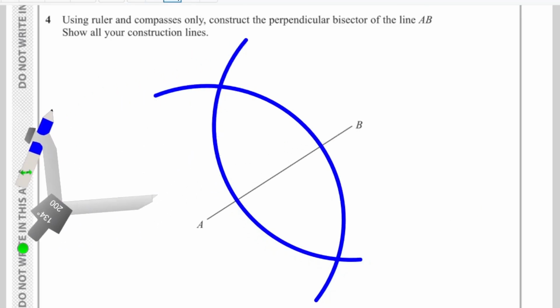After that, use your ruler to join the two intersecting points. So this line, which creates 90 degrees here, we call the perpendicular bisector. So we are done with that part. This is the perpendicular bisector. It created 90 degrees and it bisected this line as well.